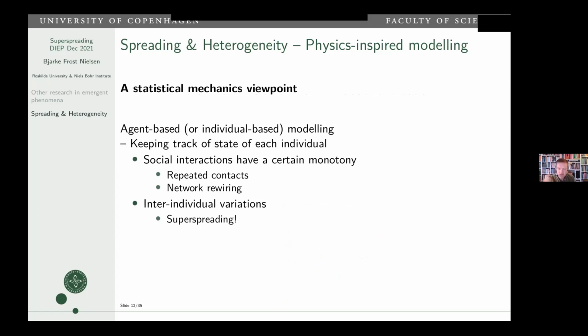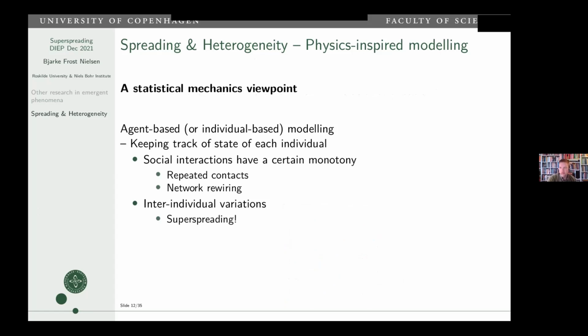And what does this have to do with disease modeling? Well, we'll get to that in a moment, but let me just mention that in order to even keep track of any quenched disorders, you can't really use mean field descriptions. You have to use something like an agent-based or an individual-based model, which allows you to keep track of each individual in the system.